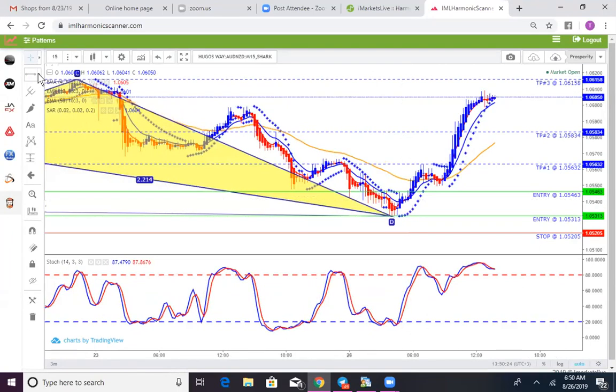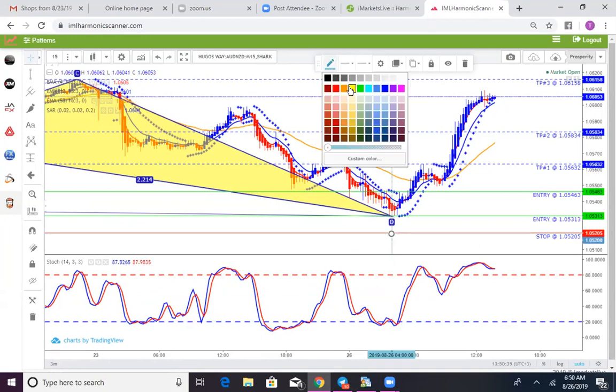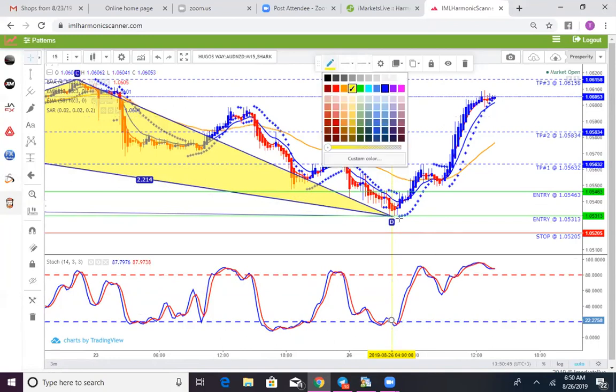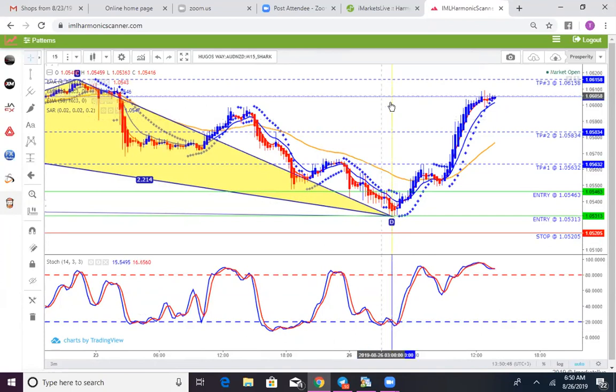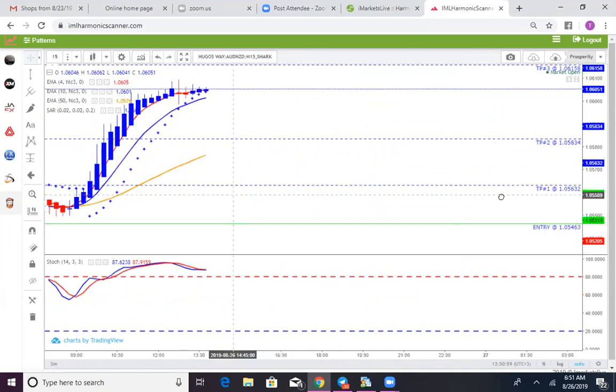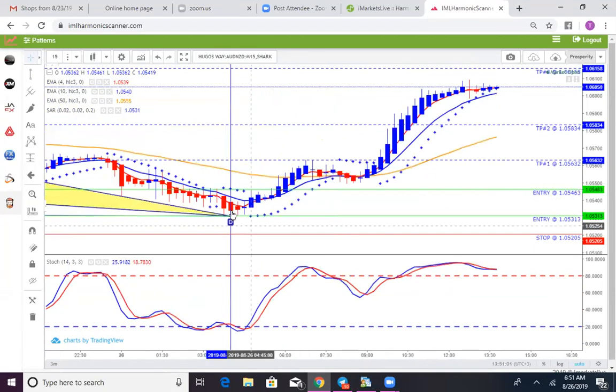So let's lay a vertical line where price was calling for the trade to make its move. I'm going to make it yellow. No, I'm not, that's too light. We're going to make it blue. This is calling for a buy. Make this one blue. So let's say we saw the scanner right here where it was calling at the D.